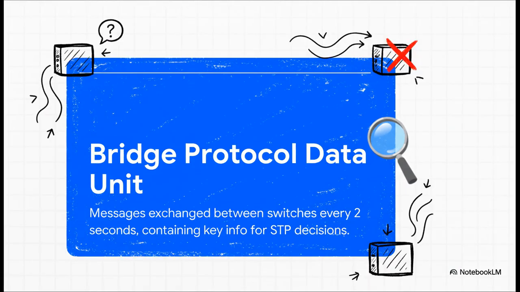So, how do all these switches coordinate? Well, they're constantly talking to each other. Every 2 seconds, they send out these little messages called BPDUs. You can think of it as the heartbeat of the network. It's each switch saying, hey, I'm still here, and here's what the network looks like from my perspective. These messages are absolutely crucial. They contain all the info the switches need to work together and build that loop-free map.